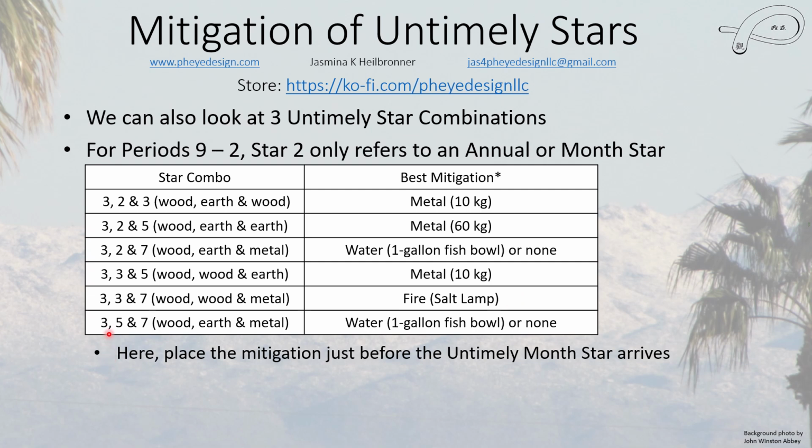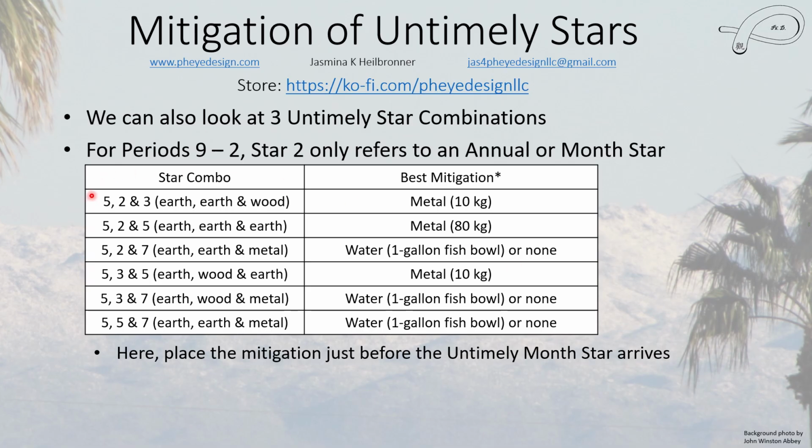And then here we have the 3, 5, and 7, which is wood, earth, and metal. It's basically just like this. So you use just a little bit of water to try to even things out. Now, again, you place it just before that untimely month arrives, because we're assuming this is not a permanent thing. But if it's a permanent thing, you can leave the element there permanently.